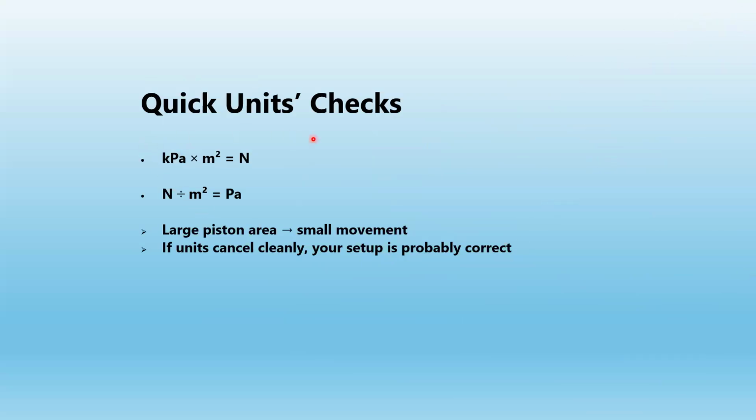Quick units check. So here's a statement. For example, when you go kilopascals times square meters, that's going to give you newtons. Newtons divided by square meters is going to give you pascals. So if you keep writing units and stick to that, that is going to give you the proper units.